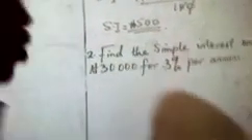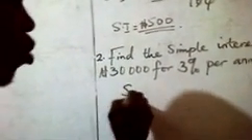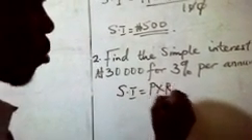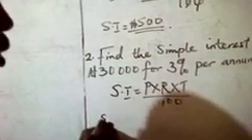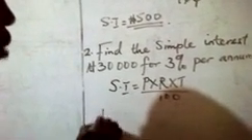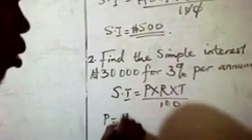So let's solve this now. I told you the first thing you should always do is to write your formula, principal times rate times time over 100. Okay, then your principal P equals 30,000.